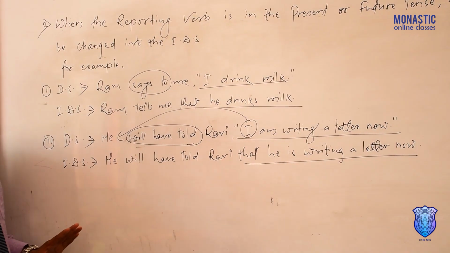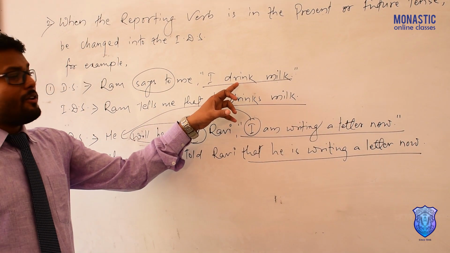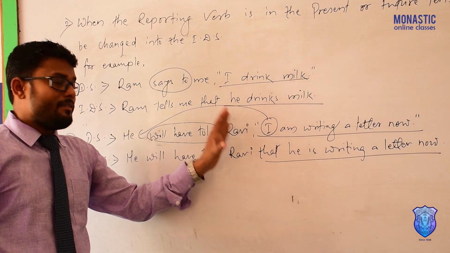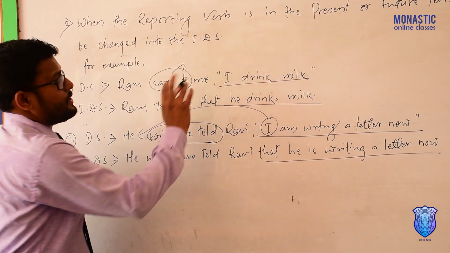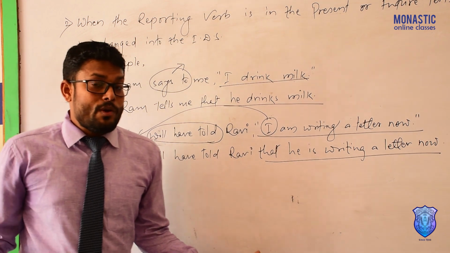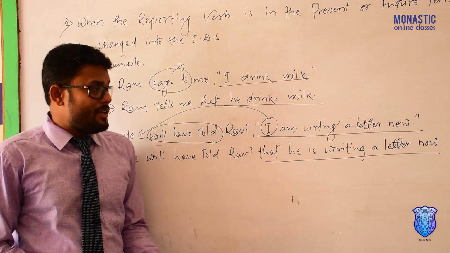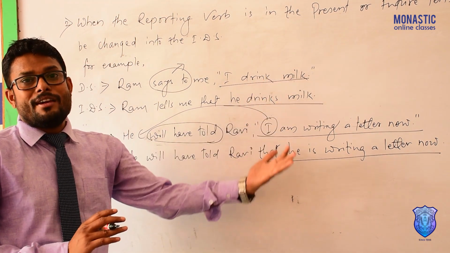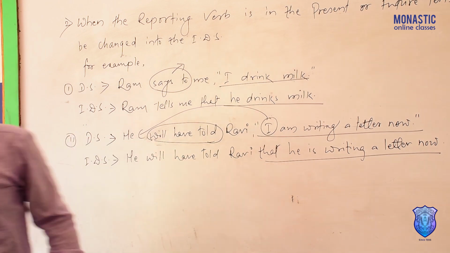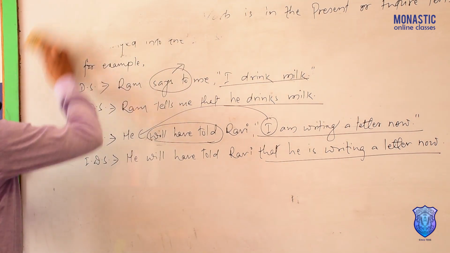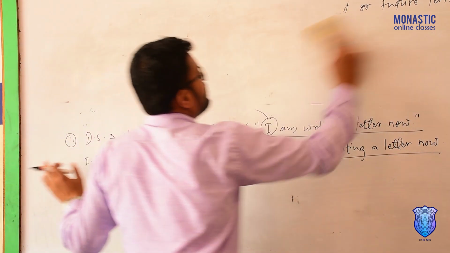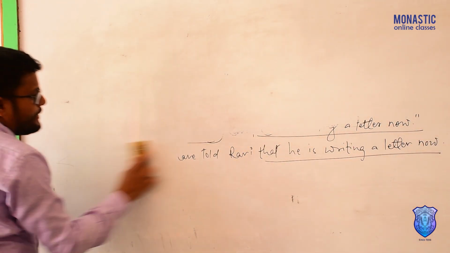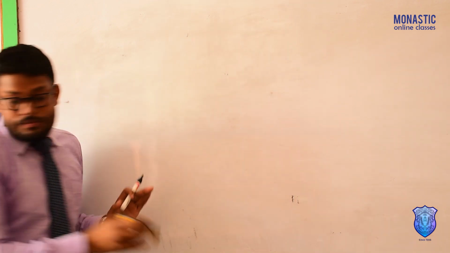We are allowed to change the tense of the reported clause into the indirect speech only when we find that the reporting verb is in the past tense. But when we find that the reporting verb is in the present or future tense, we should not change the tense of the reported clause into the indirect speech. We can change the tense of the reported clause only when the reporting verb is in the past tense.